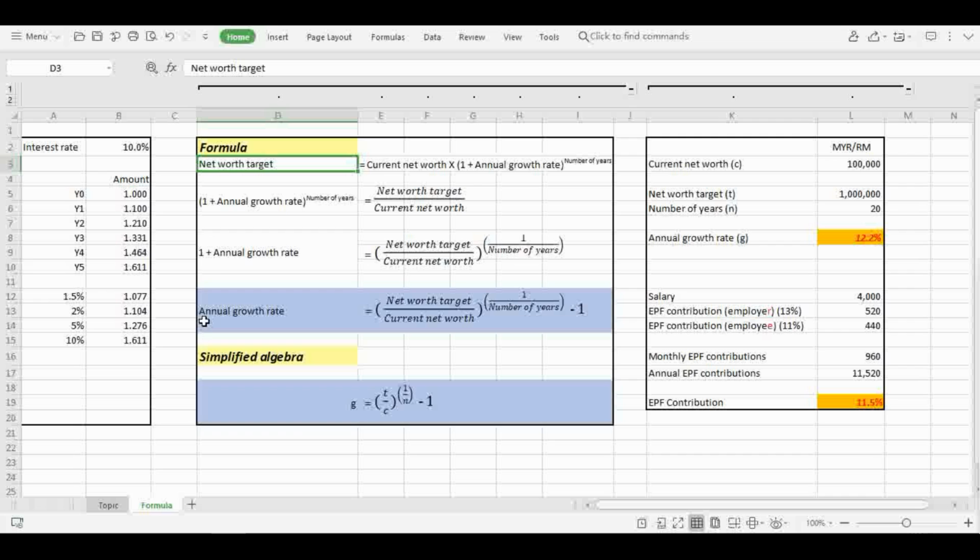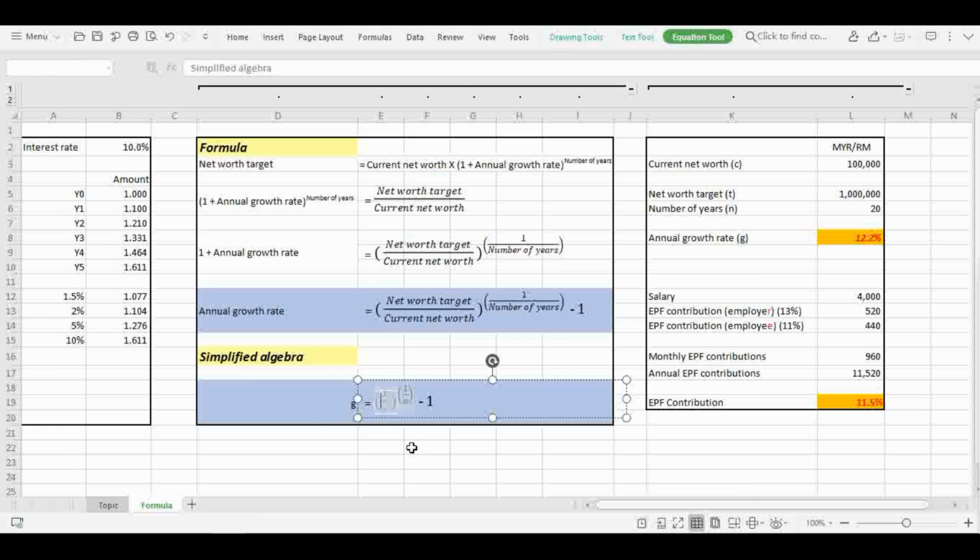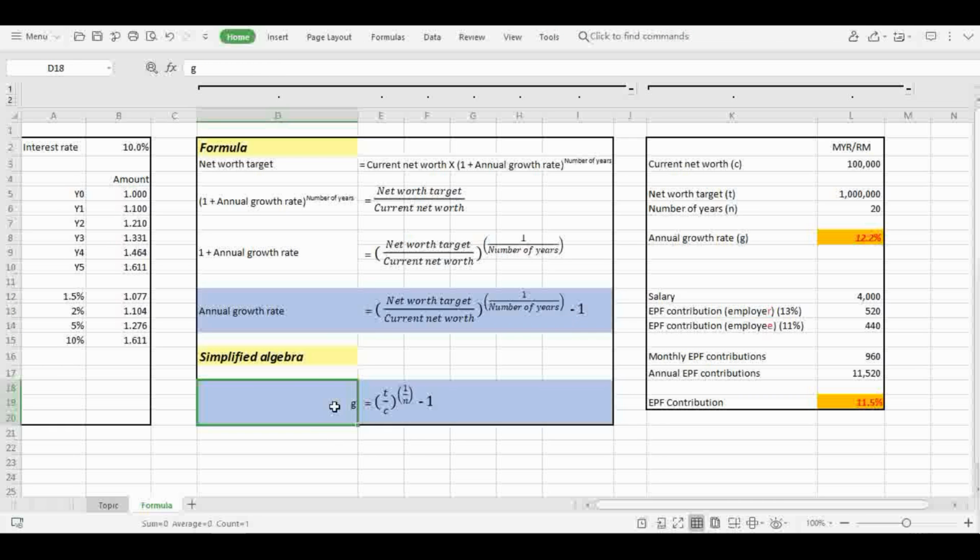Okay, and the annual growth rate eventually will be this portion that you see over here, and basically your +1 over here is moved here to a -1. Okay, so in the simplified algebra formula, it's going to be your growth rate equals your target net worth divided by your current net worth, to the power of 1 divided by the number of years, minus 1.